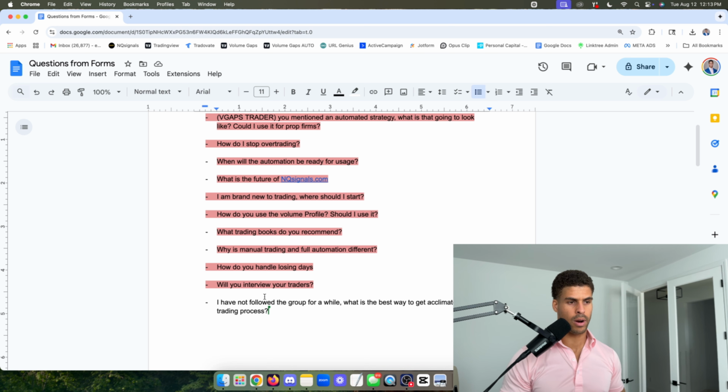I've not followed the group for a while. What is the best way to get acclimated to the trading process? Go back, rewind this bad boy to when I talked about how to use a volume profile. I think that's going to be a really solid way for a lot of traders to use it. You can obviously still use NQ signals. Just go to NQ signals.